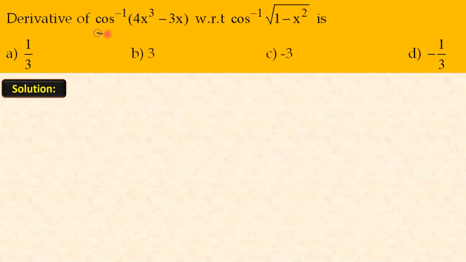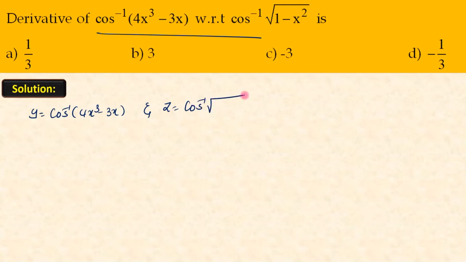Here, let y is equals to cos inverse of 4x cube minus 3x and z is equals to cos inverse of square root of 1 minus x square. Now we have to find dy by dz. So put x is equals to cos theta. We get y is equals to cos inverse of 4 into x cube, that is cos cube theta, minus 3x, that is 3 into cos theta.